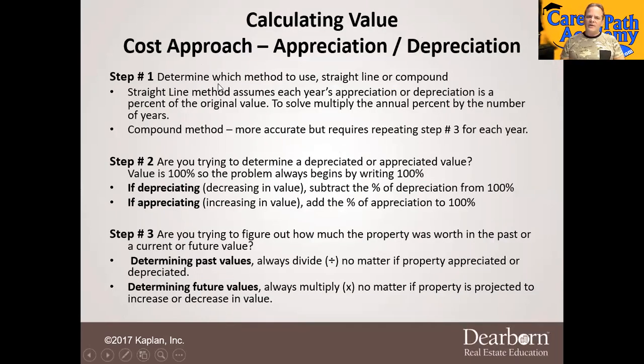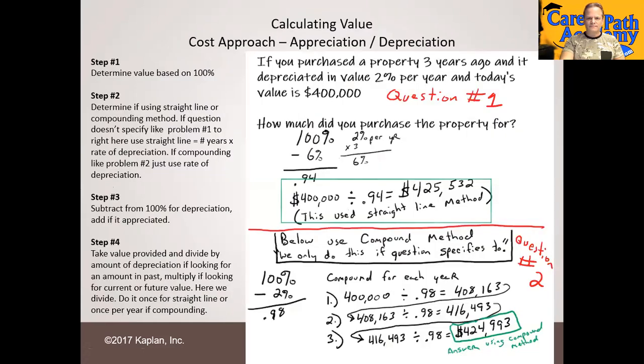When calculating value using the cost approach, this is a problem that they usually give you on the state exam, and it's probably one of the harder math problems that they give. The first step is you have to determine which method to use, and they'll tell you that in the math problem itself. They'll tell you to either use the straight line method or the compound method. If they don't tell you, then you're going to use the straight line. Straight line method assumes each year's appreciation or depreciation is a percentage of the original value of the property.